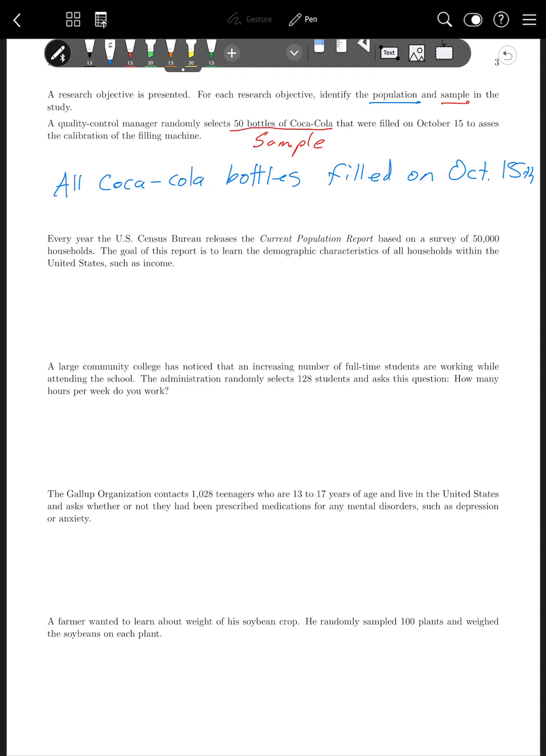Second one here. Every year, the U.S. Census Bureau releases the current population report based on a survey of 50,000 households. The goal of this report is to learn demographic characteristics of all households within the United States, such as income. So one key takeaway here is usually the word all is a giveaway that you might be talking about the population. In this case, it's all households within the United States. So that's our population. And then the sample are the ones they talk to. So that would be the 50,000 households that they actually contacted. Okay, so go ahead and take a moment, pause the video, and try these other three.